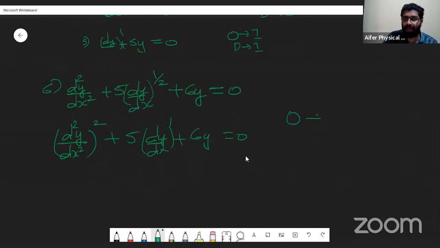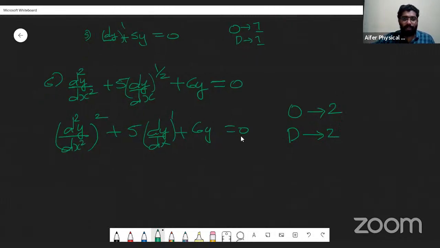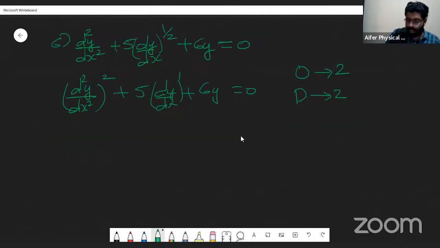Therefore, the order of the differential equation, the highest order derivative, is 2. The degree of the differential equation is the power of the highest order derivative, that is also 2. I hope that point is clear. Okay, we will discuss more problems related to this. My seventh problem is also related to this concept.